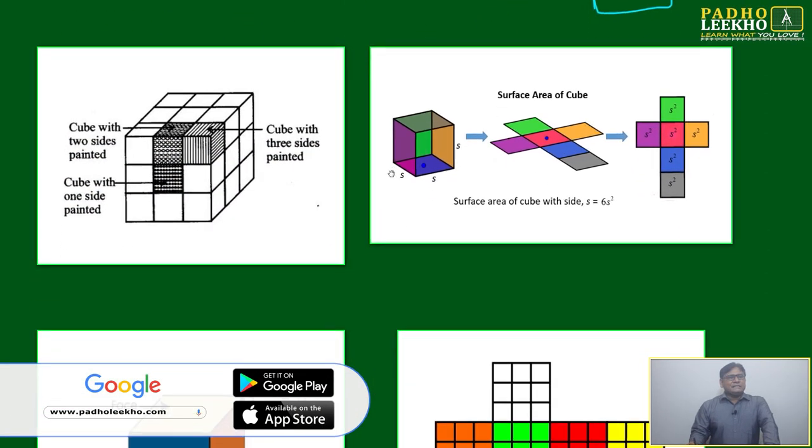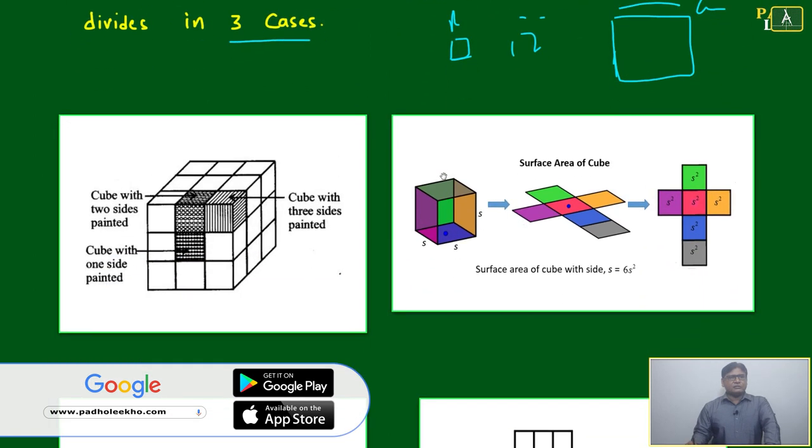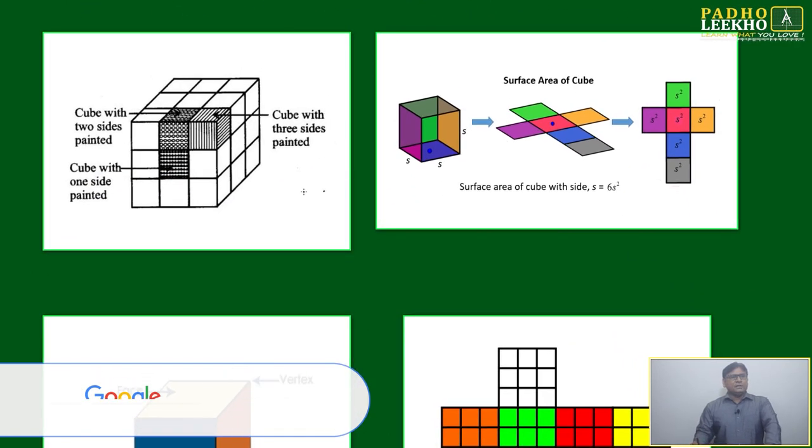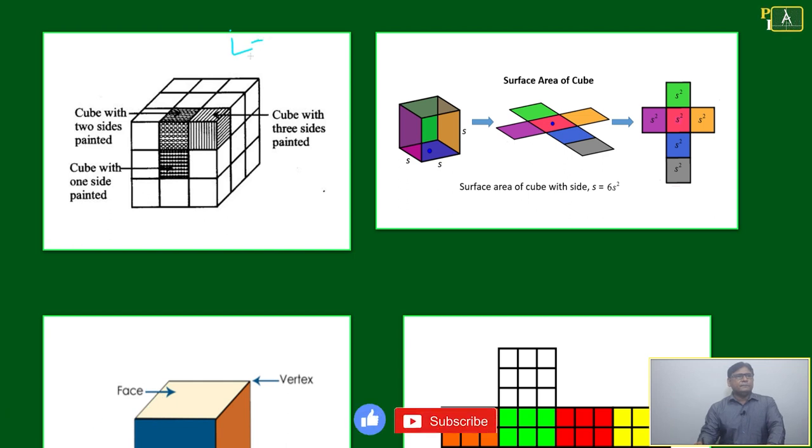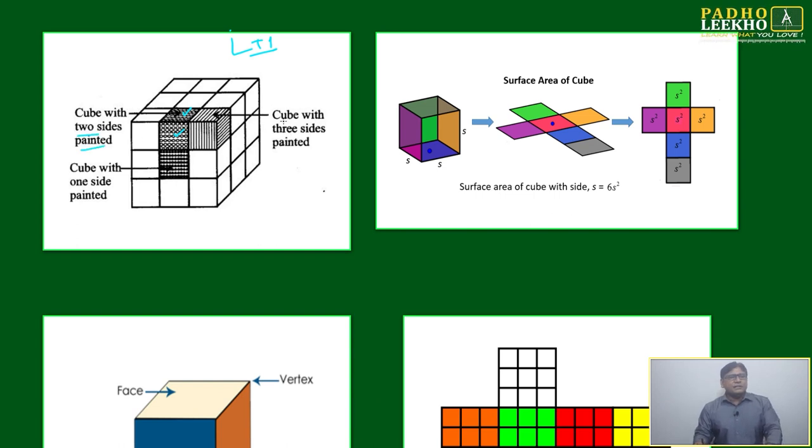It can be mainly divided into three cases. I will discuss all three cases, no need to worry. First we'll take a few LDI, learn through images. Just look at this: which cube is lying on the edge, what will happen? Two sides will be painted, cube with two sides painted. Which are at the corner, cube with three sides painted. Which cube is lying exactly on the face, only one side will be painted. And which are lying internal, the inner part of the cube, they will not be painted at all.